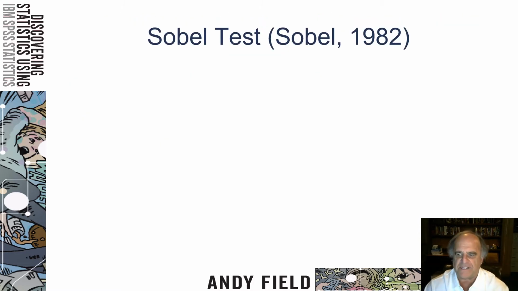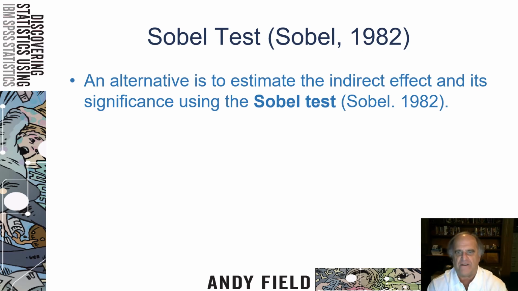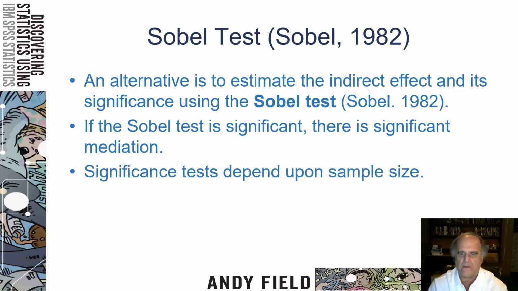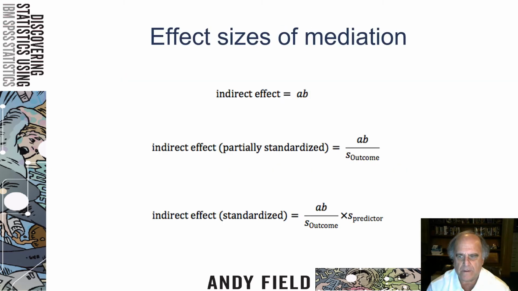There is also something called a Sobel test. The Sobel test is from 1982. It's an alternative used to estimate the indirect effect and its significance. Basically, if the Sobel test is significant, there is significant mediation. One of the problems, of course, is that significance tests depend upon sample size, but that's always true. To me, that's not a huge problem because we know that significance tests are going to depend upon sample size.